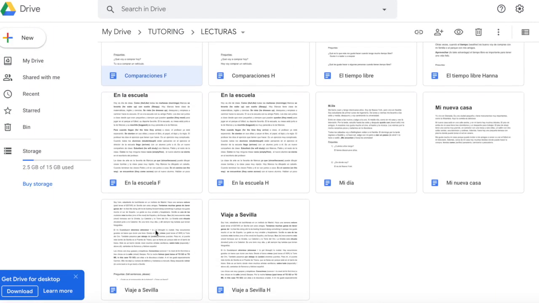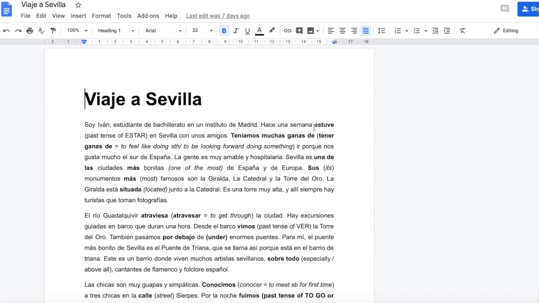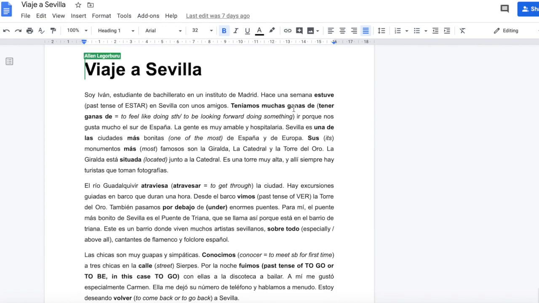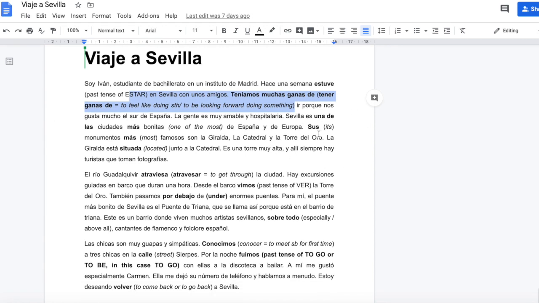I have another one here. For example, how can I adapt here? Adaptations. "Estuve." I know I didn't teach this, so here I mark the lesson. Here I feel like doing something, to be looking forward to do something, is "tener ganas de." Those are the adaptations I'm talking about.